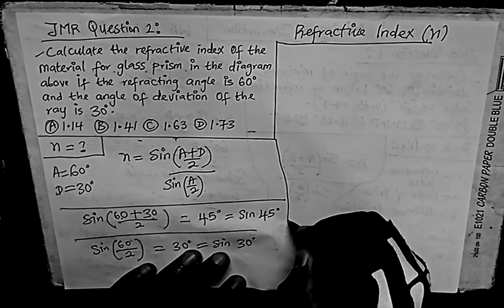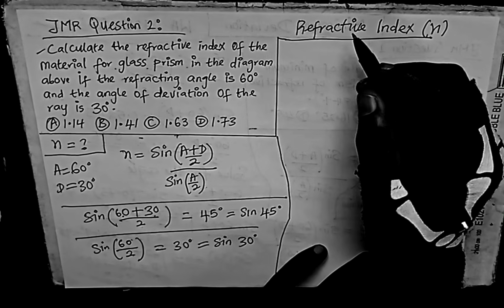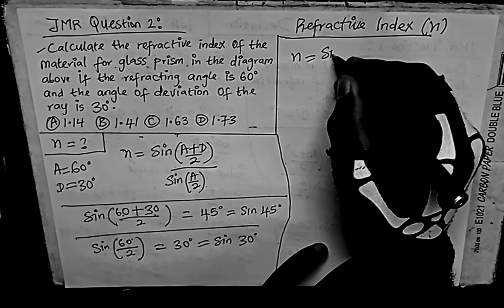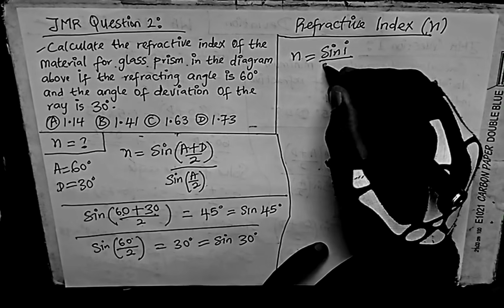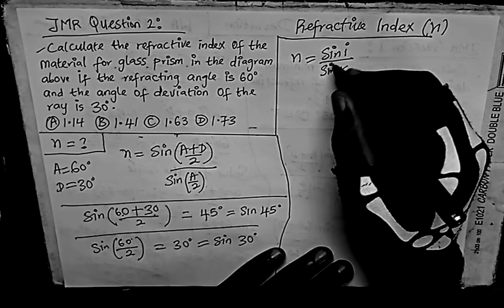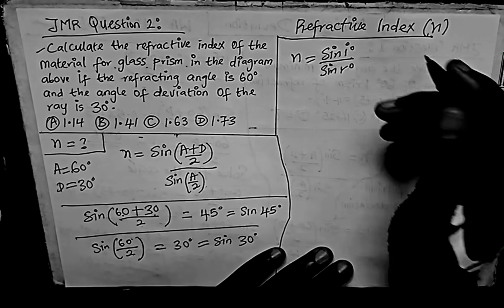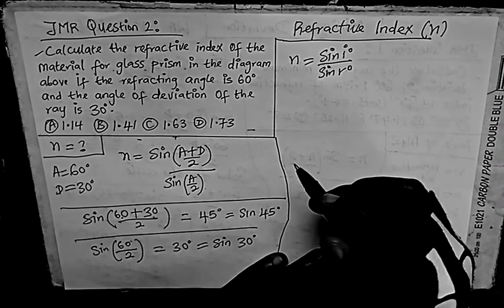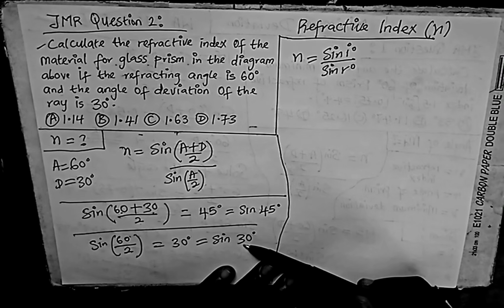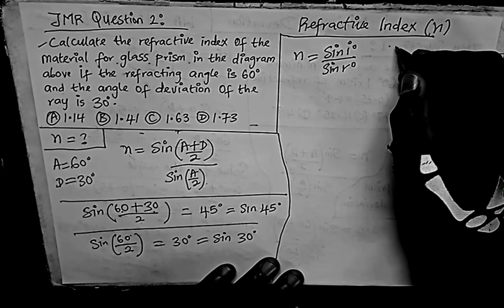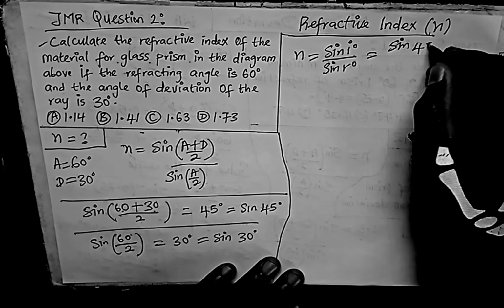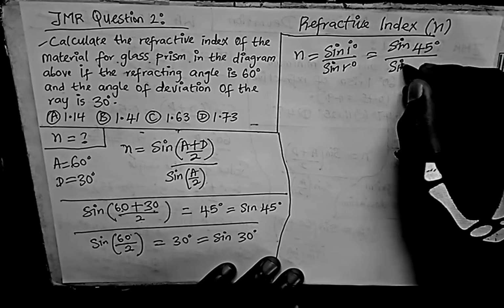That law of refractive index states: incident angle over refracted angle, that is, refractive index is equal to sine of the incident angle, sine i, over sine r, that is the refracted angle. So if we substitute what we have here, the one up is the incident angle and the one down is the refracted angle. The one up, the incident angle, is sine 45 degrees.